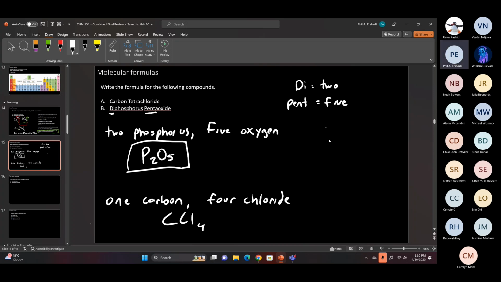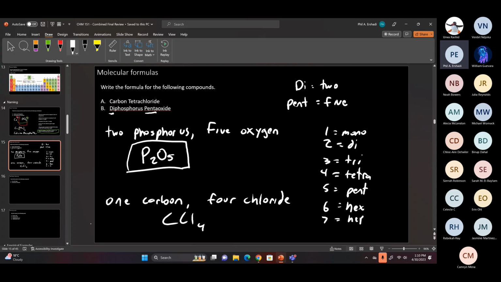So just to give those of you who are less familiar with this a list: 1 is mono, 2 is di, 3 is tri, 4 is tetra, 5 is pent, 6 is hex, 7 is hept, 8 is oct, 9 is nona, 10 is deca. I don't expect you'll have to go higher than 10.